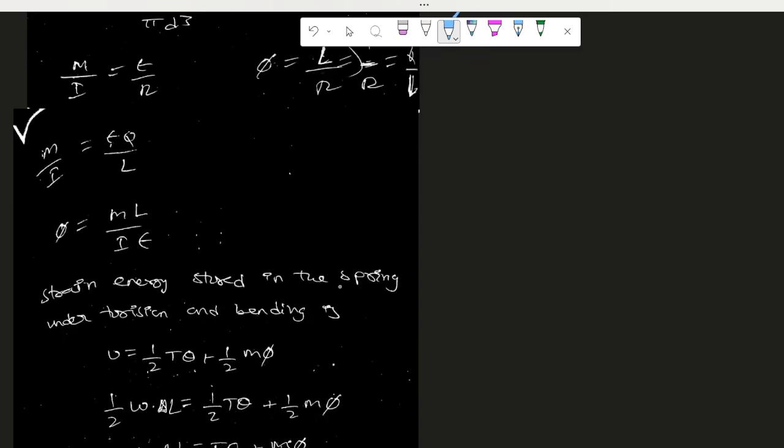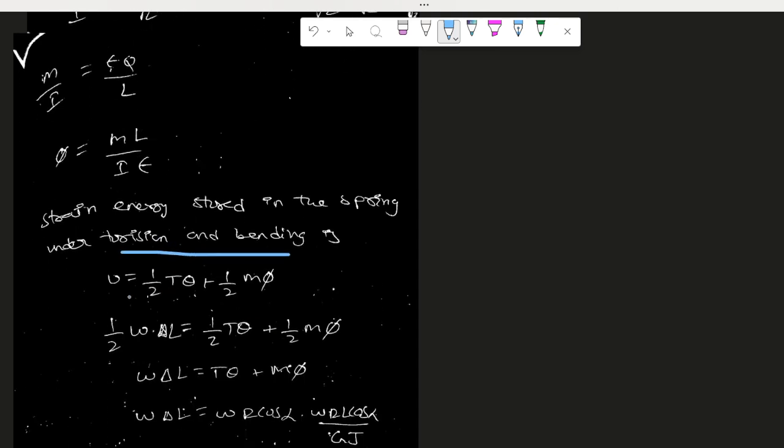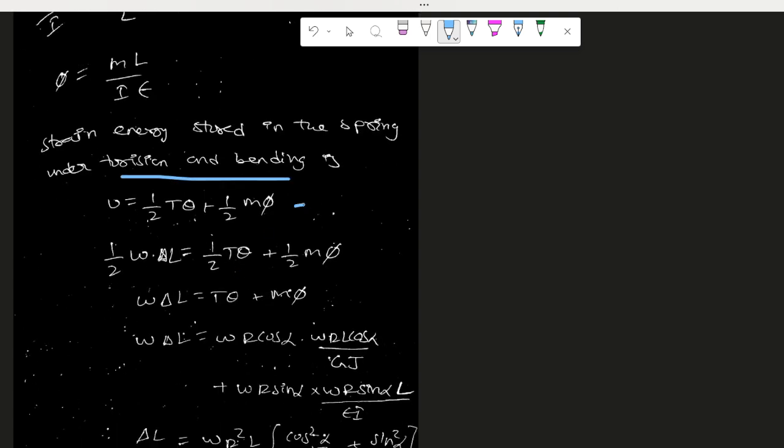The strain energy stored in a spring under torsion and bending, that means U equals half of T theta plus half of M phi. This is equation number 1.